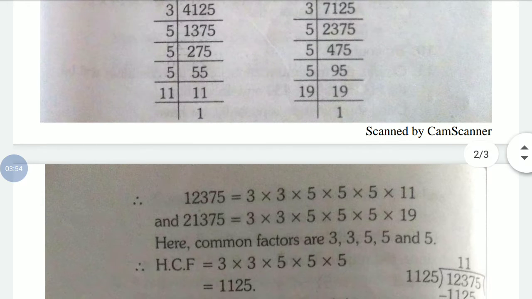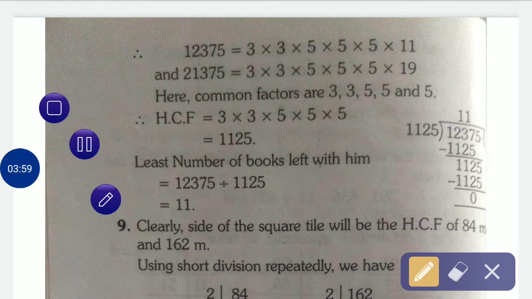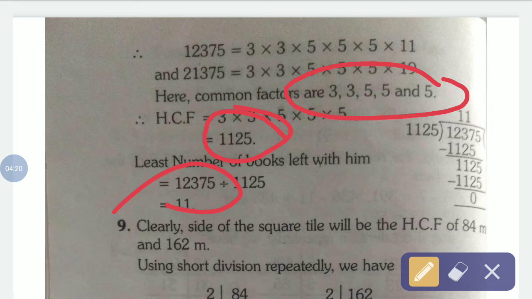Common factor will be 3, 3, 5, 5, 5. So HCF will be 1125. So for the least number of books left with him, we have the number 12,375 and we get the HCF 1125. If we divide it, then we will get 11. So how many books are left? 11.